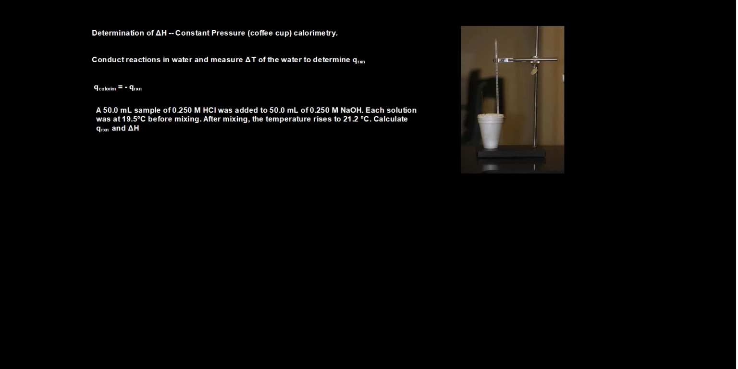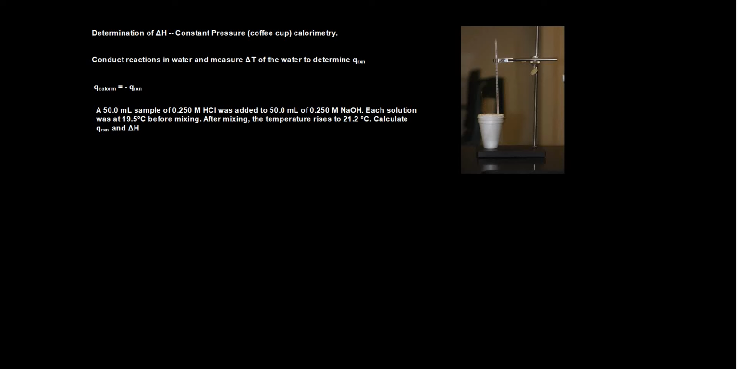In this video, I would like to do a sample calculation of a constant pressure calorimeter, or a coffee cup calorimeter. This is a simple experiment that can be done in most labs, which involves using water as the medium to do a chemical reaction, and therefore there is no change in pressure. So the pressure stays constant.